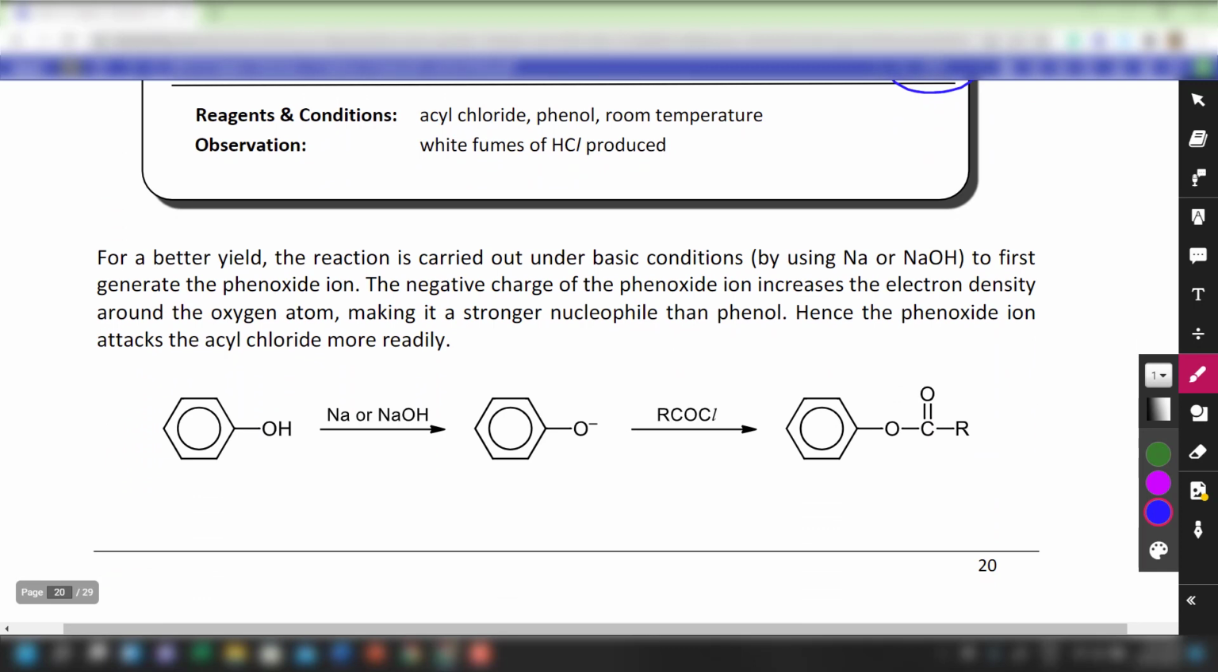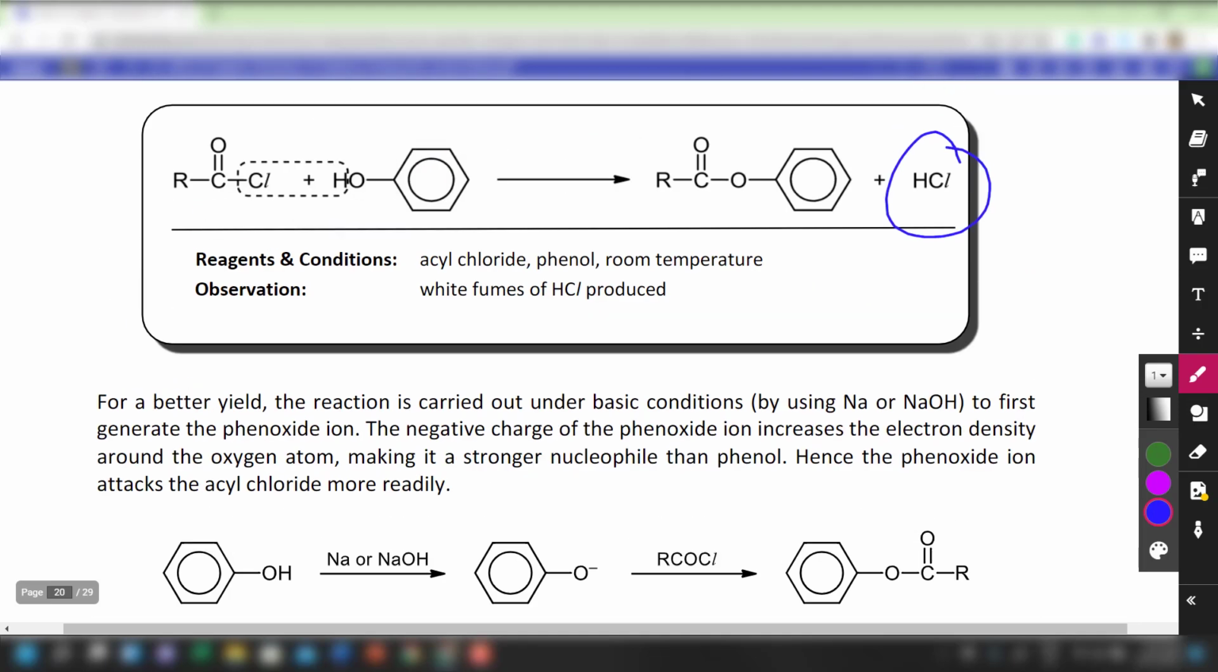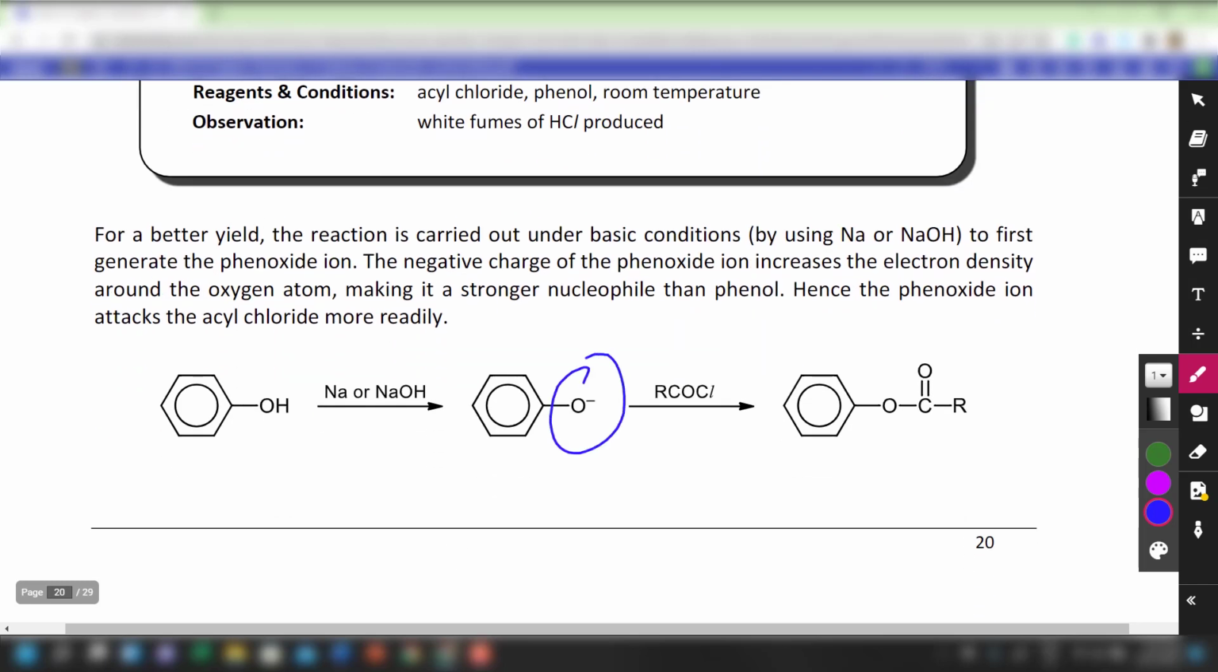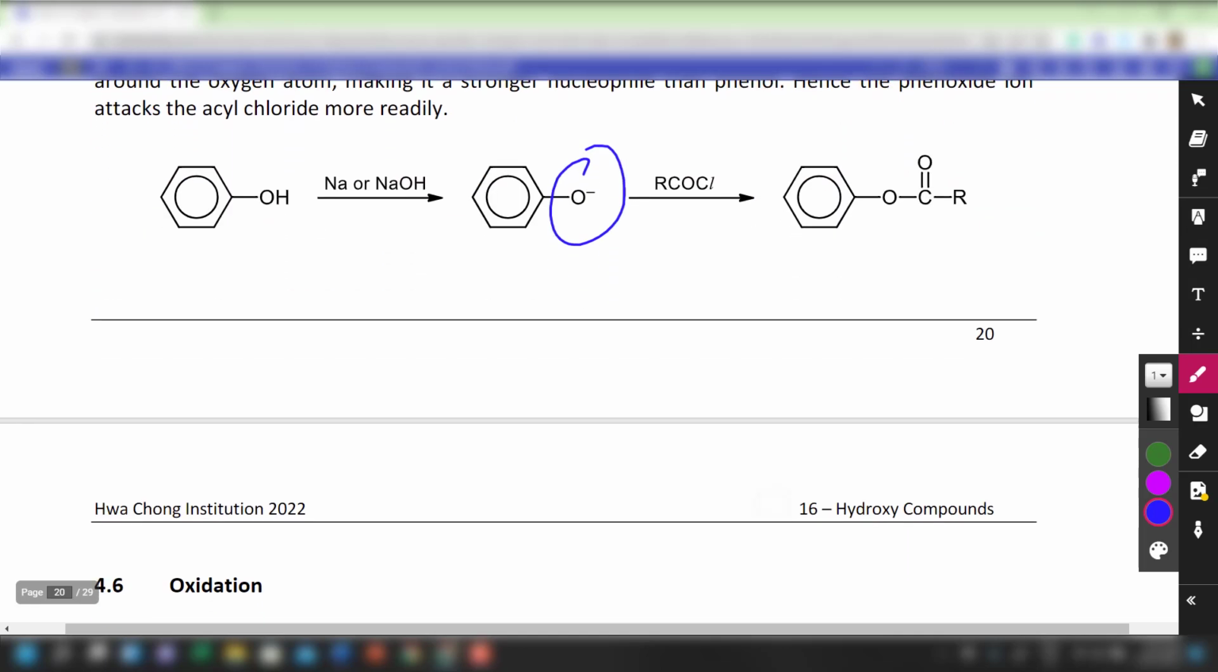Then in most cases, if we want to make good use of the phenol ester, we will not simply use phenol. We will convert the phenol into a stronger nucleophile, such as phenoxide. If you convert it into a stronger nucleophile, then it will be able to form ester more readily. So remember, the rate of reaction is also an important consideration even in normal laboratory work.